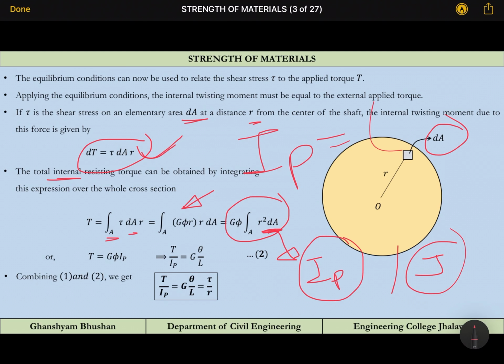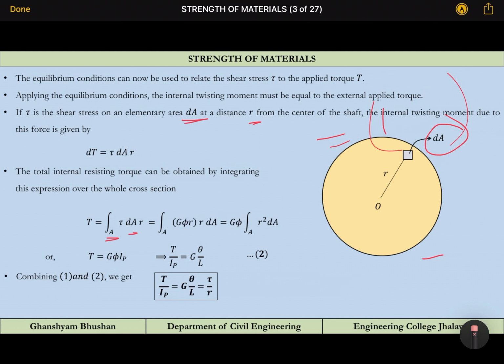This is nothing but the summation of the moments of area about any two mutually perpendicular axes. Generally it is Ix and Iy, so Ip is given by Ix plus Iy. We already know these things from engineering mechanics, where in the moment of inertia chapter we discussed them, so I am directly using this here. So r square dA is nothing but your Ip. Hence the torque is equal to G phi into Ip. This is the internally developed torque, and it will be equal to the externally applied torque to keep the body in equilibrium.